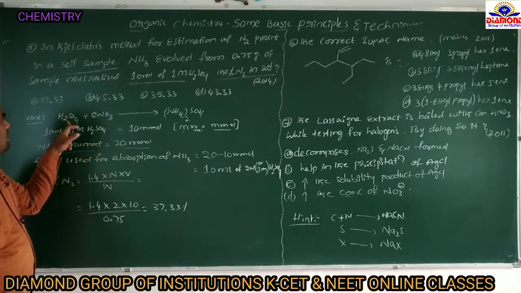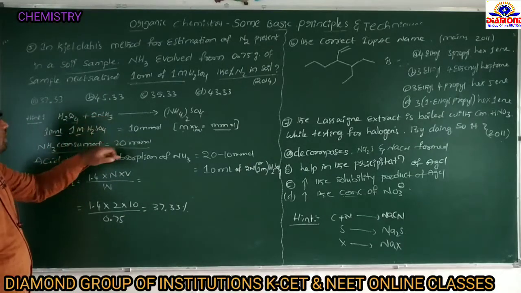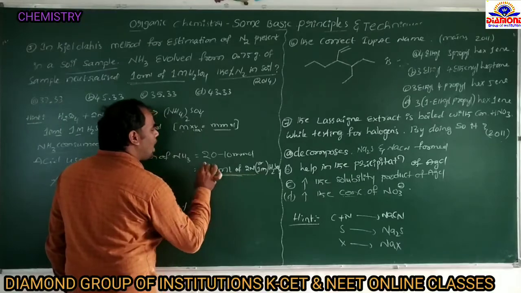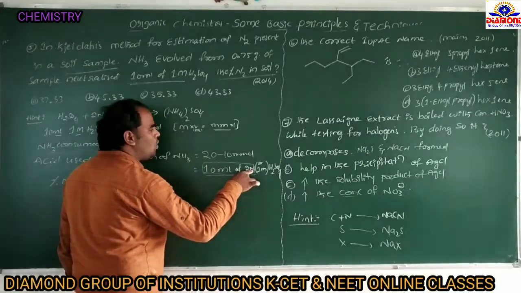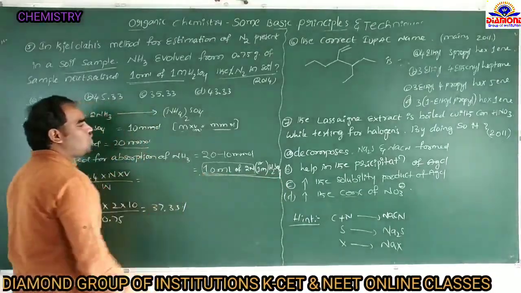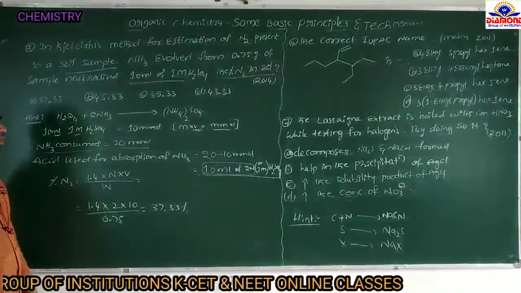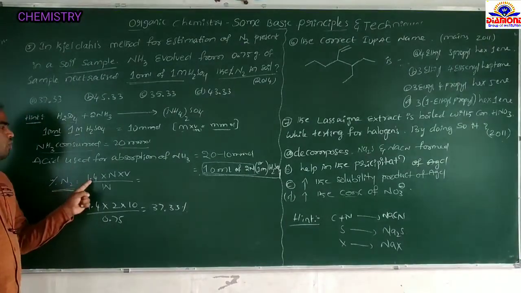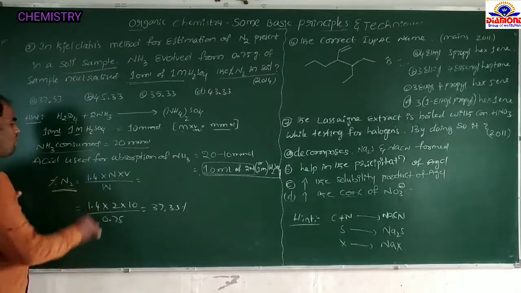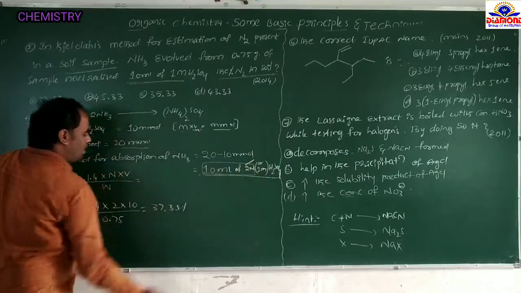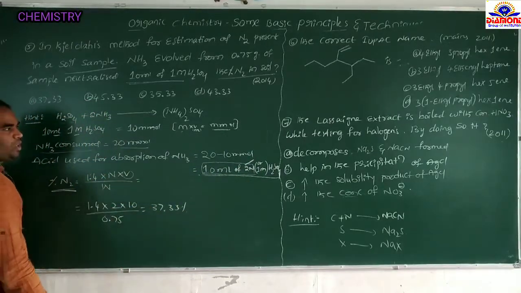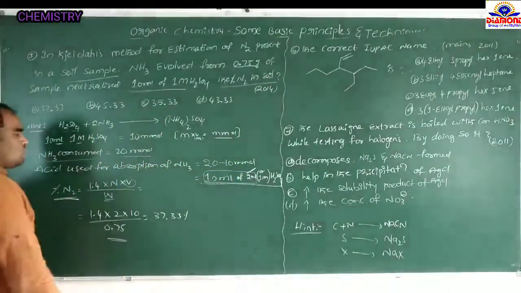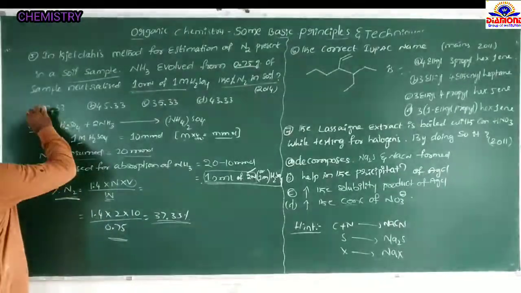The acid used for the absorption of ammonia is 20 minus 10 millimoles. That is nothing but 10 milliliters of 2 normality, if normality is 2 or molarity is 1 for this H2SO4. So 10 ml of 2N or 1M H2SO4. Therefore, percentage of nitrogen, this is the Jaldal method equation: percentage of nitrogen equals 1.4 into normality into volume by weight. So 1.4, normality is 2, volume is 10, by weight in grams, 0.75 grams. So 37.33 in simplification, option A.